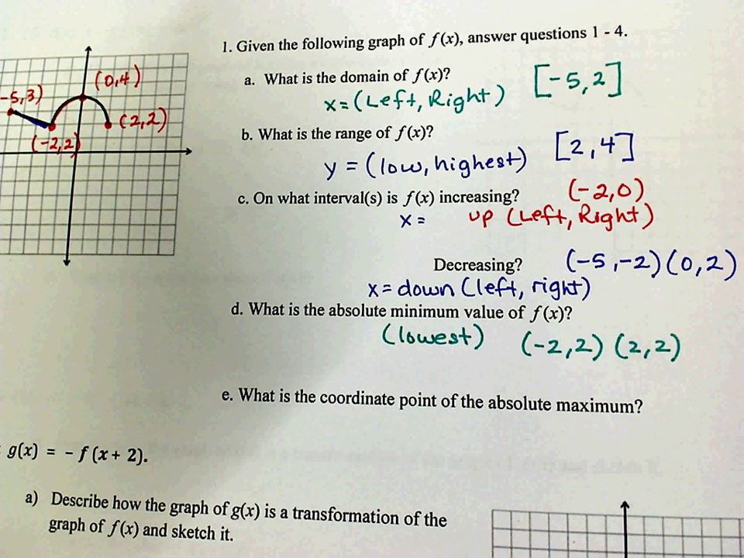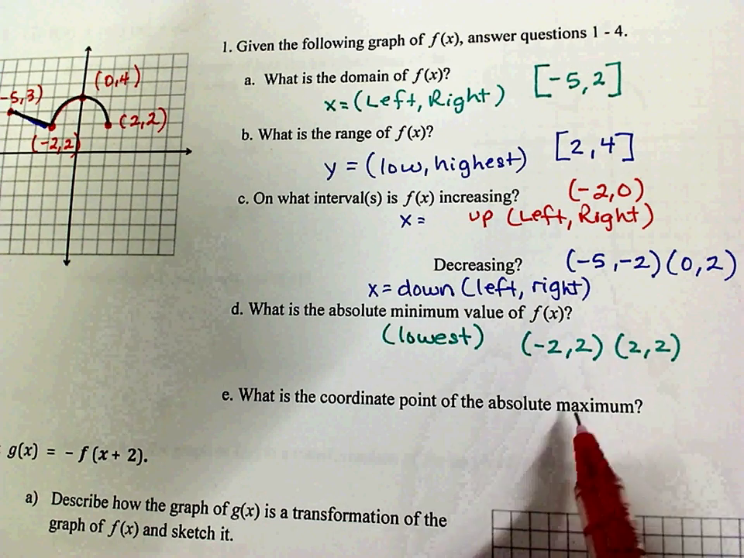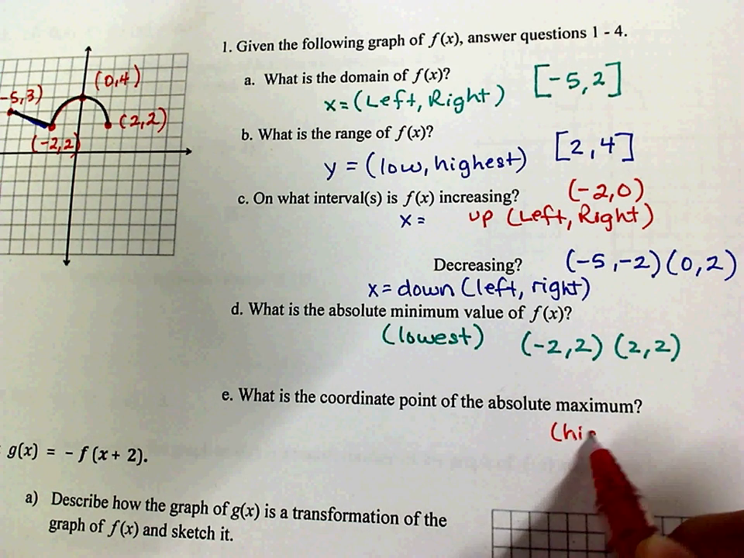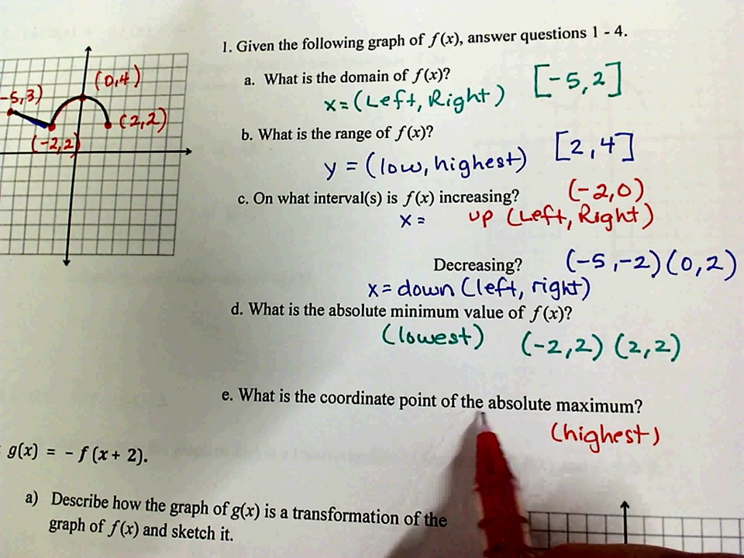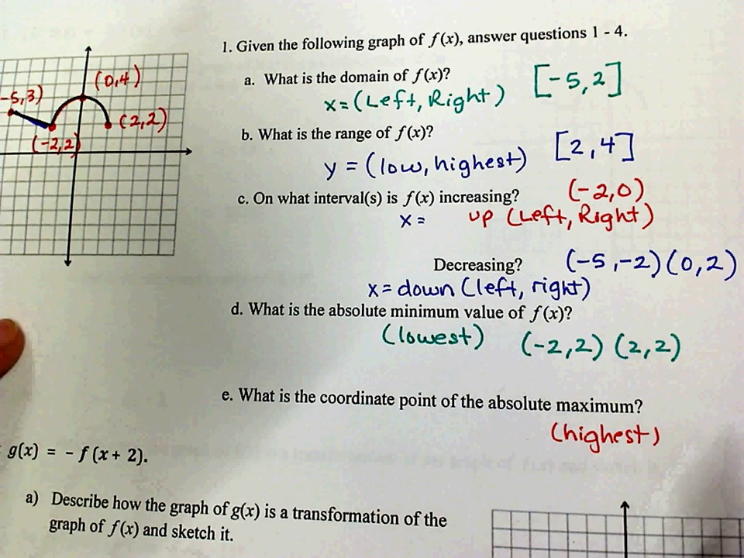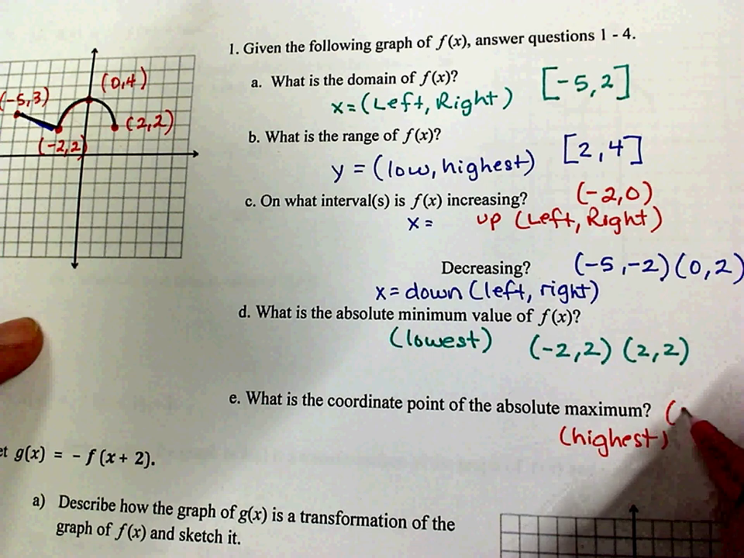Very good. Maximum. Maximum is your highest. What is the coordinate point of the absolute maximum? Which one is your highest? 0, 4.